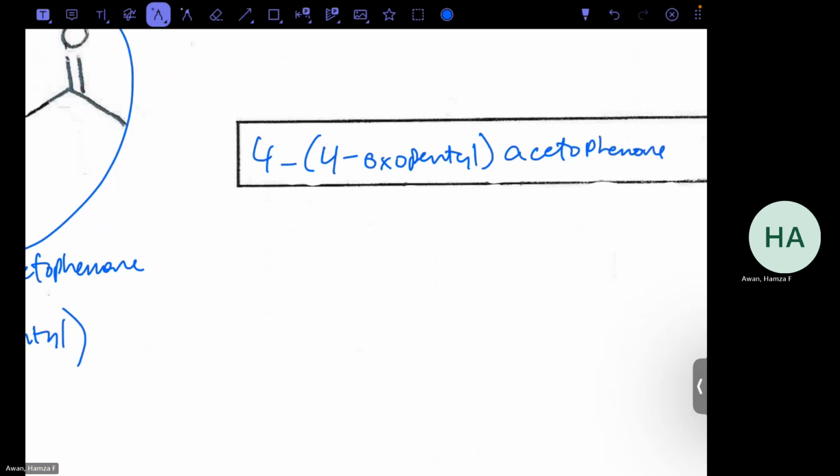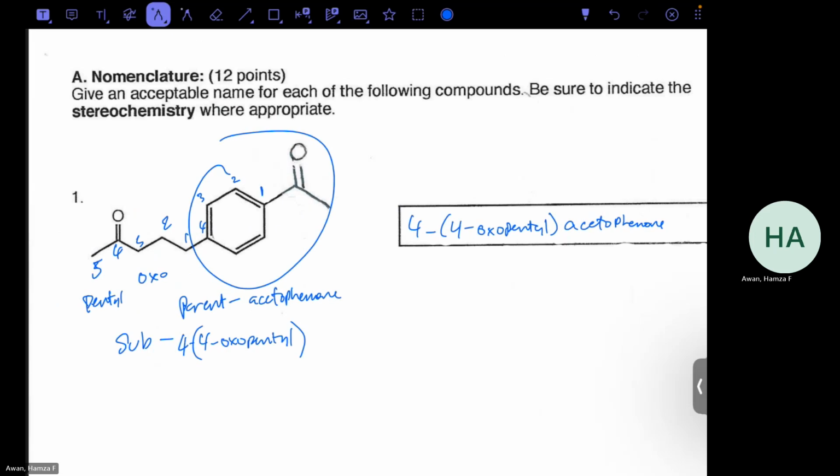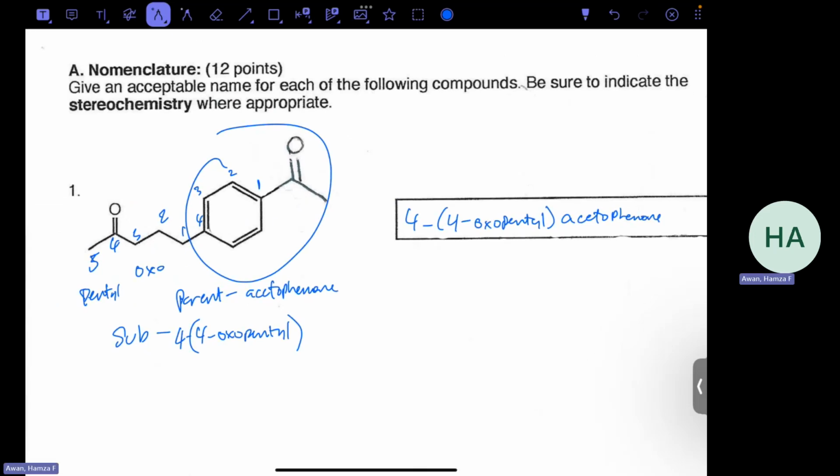This is 2022. You can use ortho, para for the naming. I just think it's easier if you just put the numbers, because sometimes you might get confused with ortho, para, meta. It's not required, but you can put it. All right, any other questions?